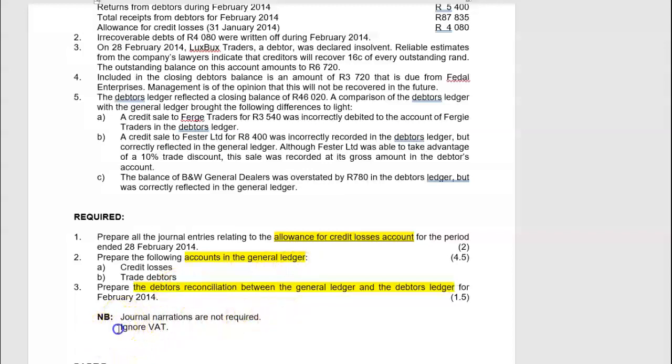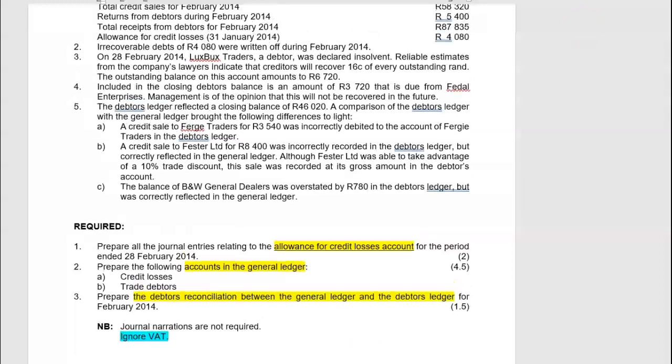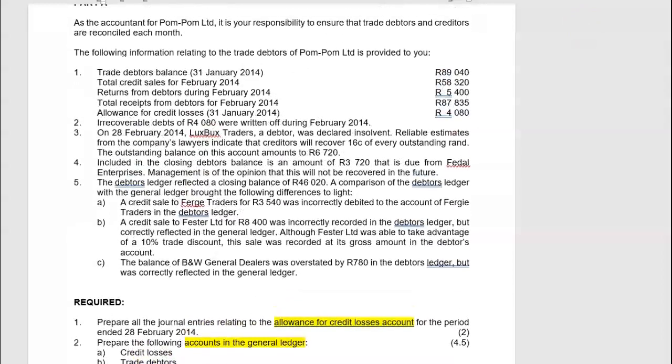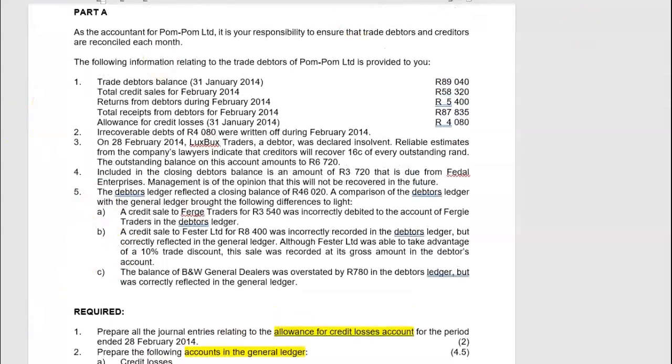Journal operations are not required, and then very important, ignore that. So ignore that in this question. Now you won't be that lucky in a test or exam. I will always ask that because it makes your life more interesting. Good. They tell you the following information relating to trade debtors is provided to you.